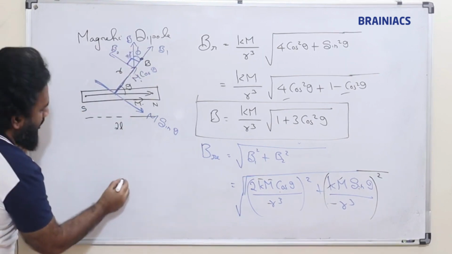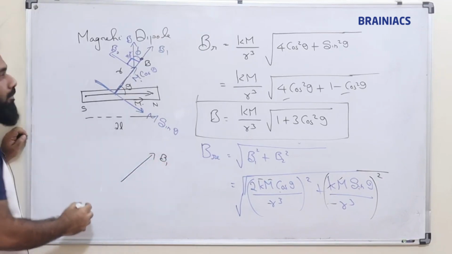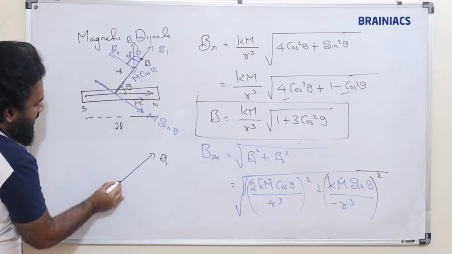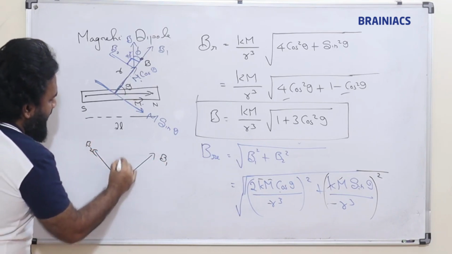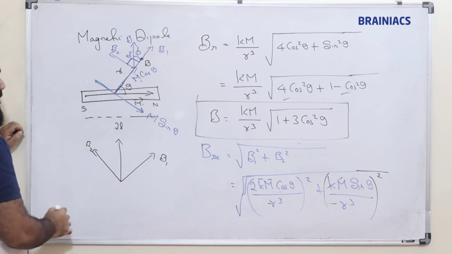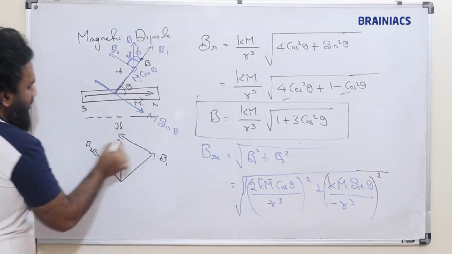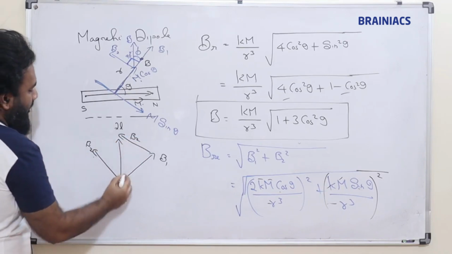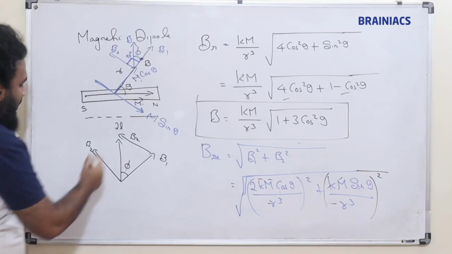See, one is in this direction, B1, another is in this direction, B2, and the resultant is in this direction. So what shall we do? This one we will keep here, this B2 we will keep here, and this angle is what? Phi. This angle is phi.